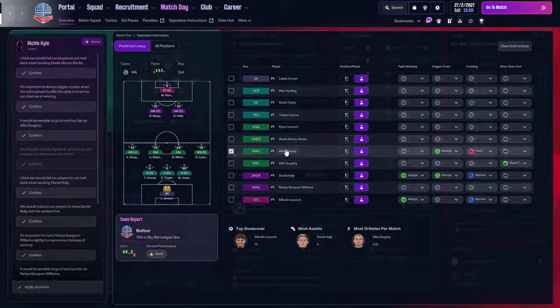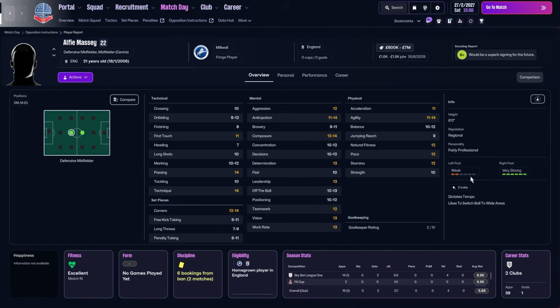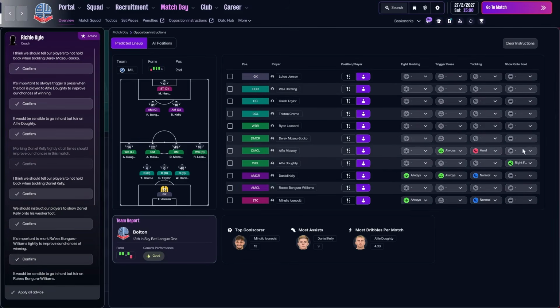Looking at his weaker foot, I'm going to have to click him now and see his weak foot is his left foot, so we can go ahead and show him to his left foot, or show him to his weaker foot, whichever one you prefer. That's going to just nullify his game a little bit and try to make him a weakling for the opposition.